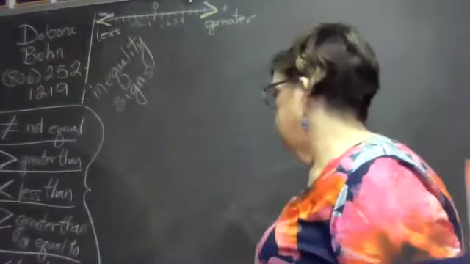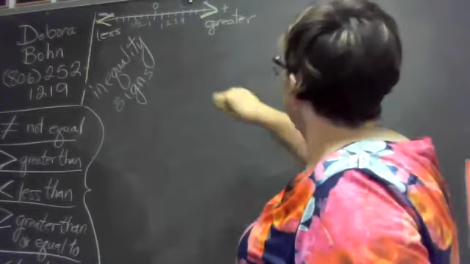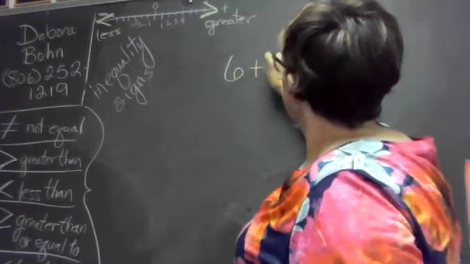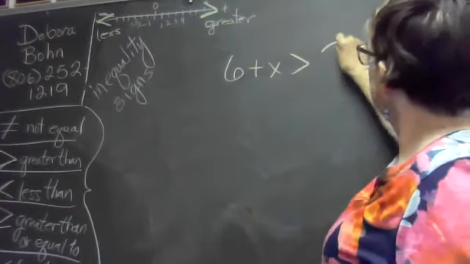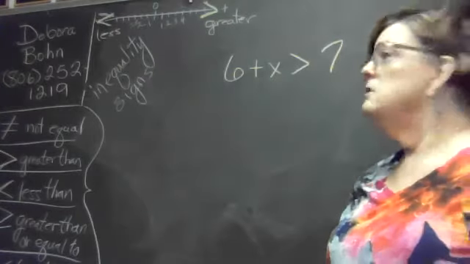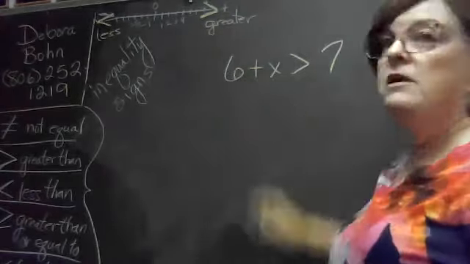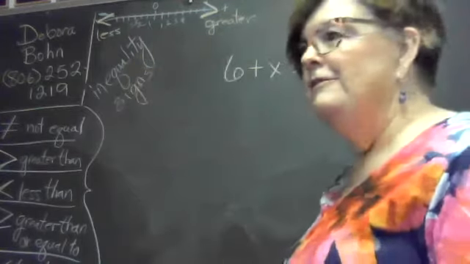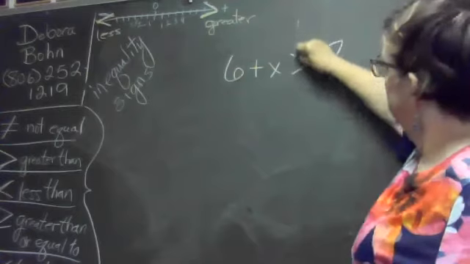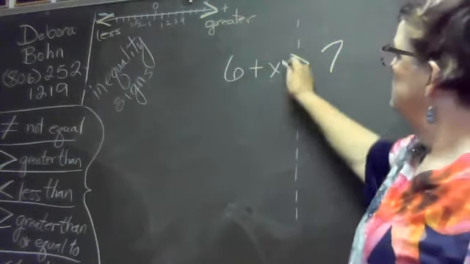Okay? Let's start with the first one, and I really think you're going to be pleasantly surprised with this. Let's say 6 plus x is greater than 7. Okay, this looks exactly like our equations, except for that sign, right? Well, believe it or not, we work it the same way. First step, draw a line down through the sign. It's not an equal sign anymore. So here's our two sides. Here's the variable.